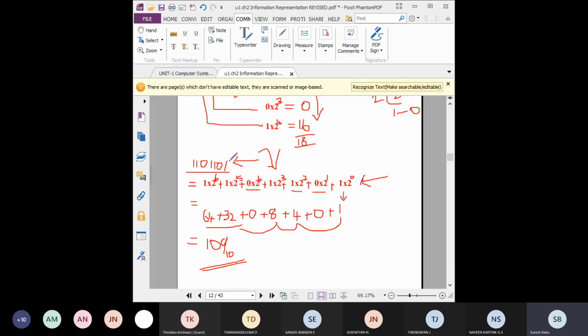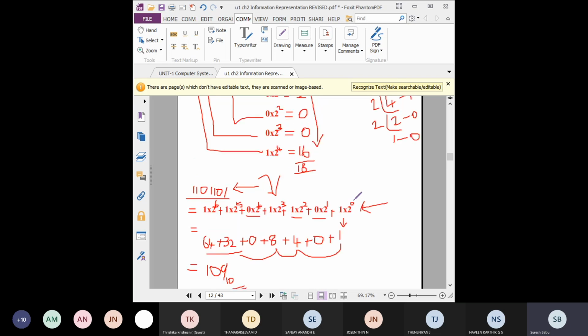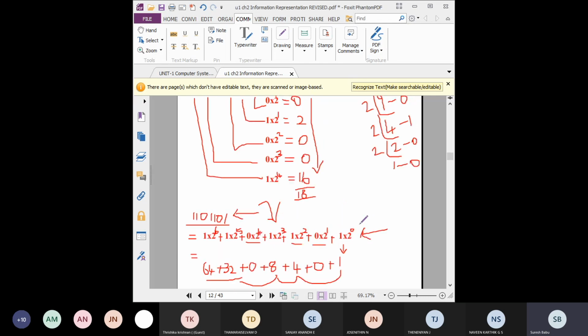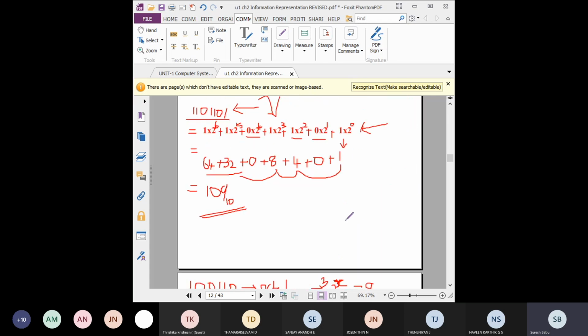Okay, right side means this is the right side. This one is left. Left, don't use. From the right side, you multiply with the 2 power value rising from 0, 1, 2, 3, 4, 5, 6. Whatever the value, you should increase the power value 0, 1, 2. You should start with the 0.